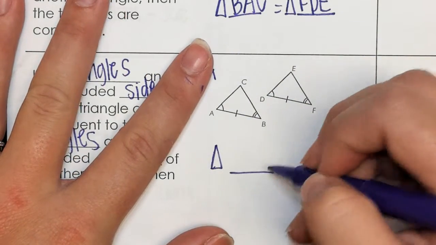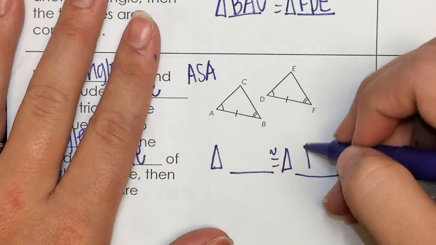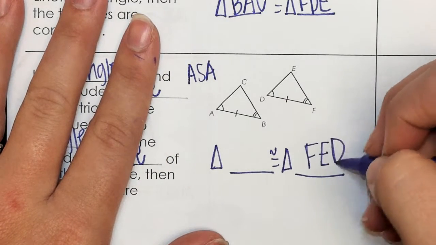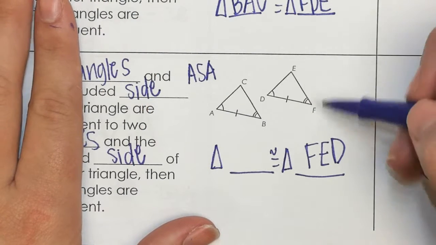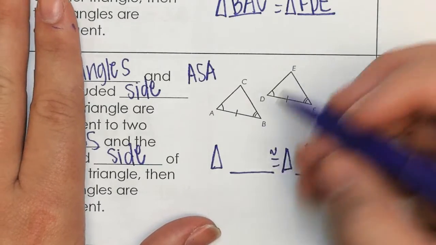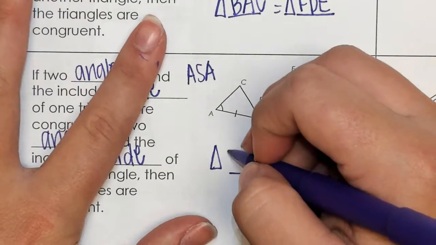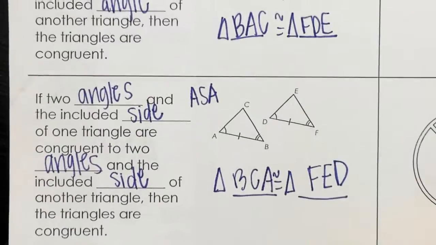Can you make a word out of the second triangle? Fed. So if I name this triangle FED, F-E-D, what's the name of this one? BCA. I heard you, whoever that was. Good job. BCA.